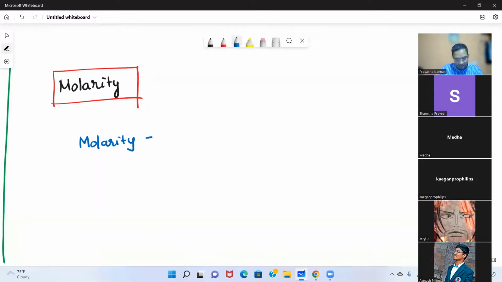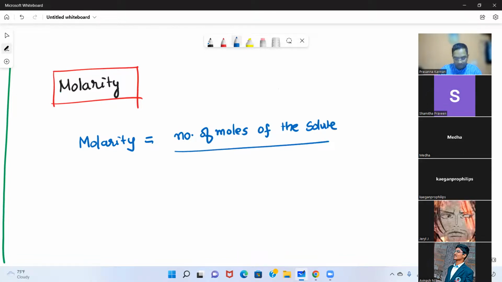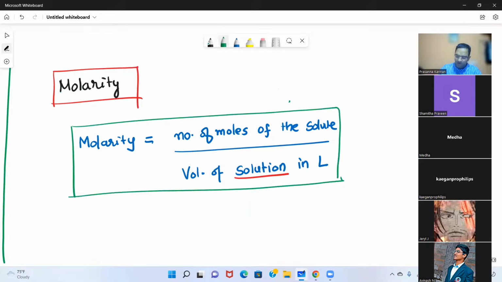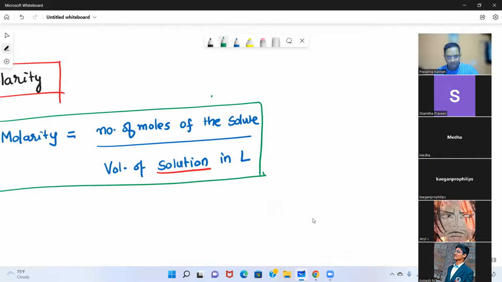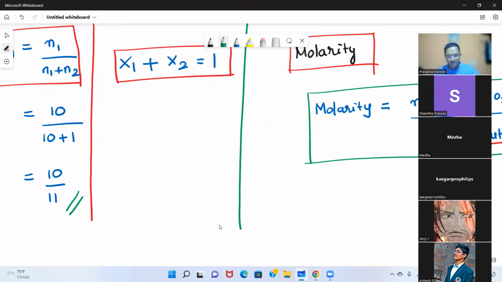So molarity is given by the number of moles of the solute divided by the volume of the solution, entire solution, in liters. Okay, this can be taken as the formula. So again, it's important to find out what is the number of moles, right? Okay, so let me give you another example here. We'll do two questions.